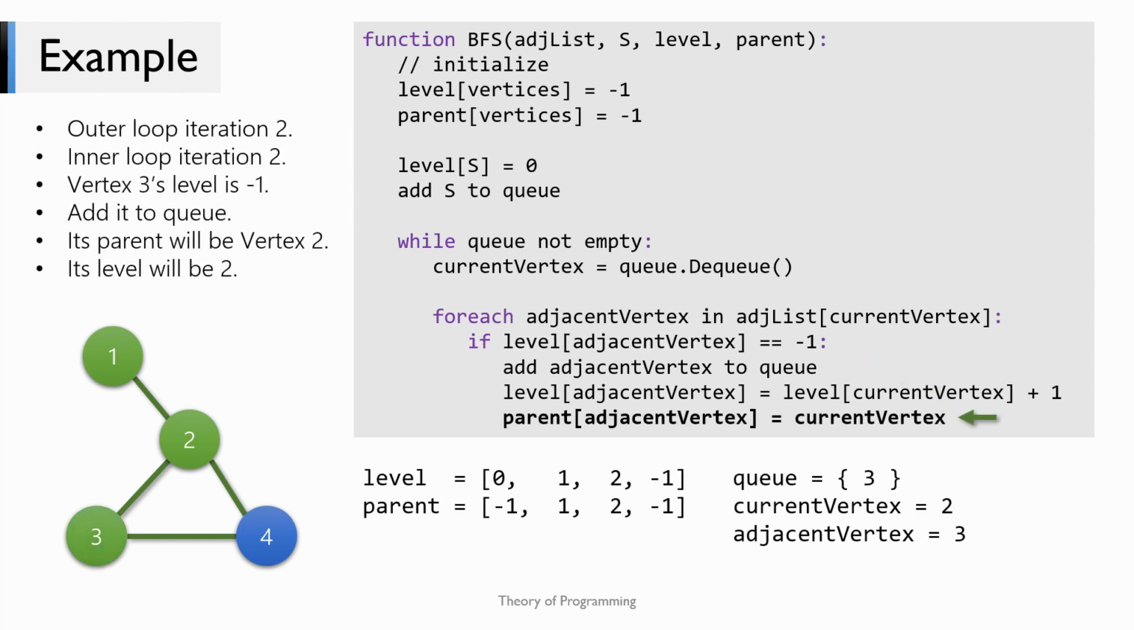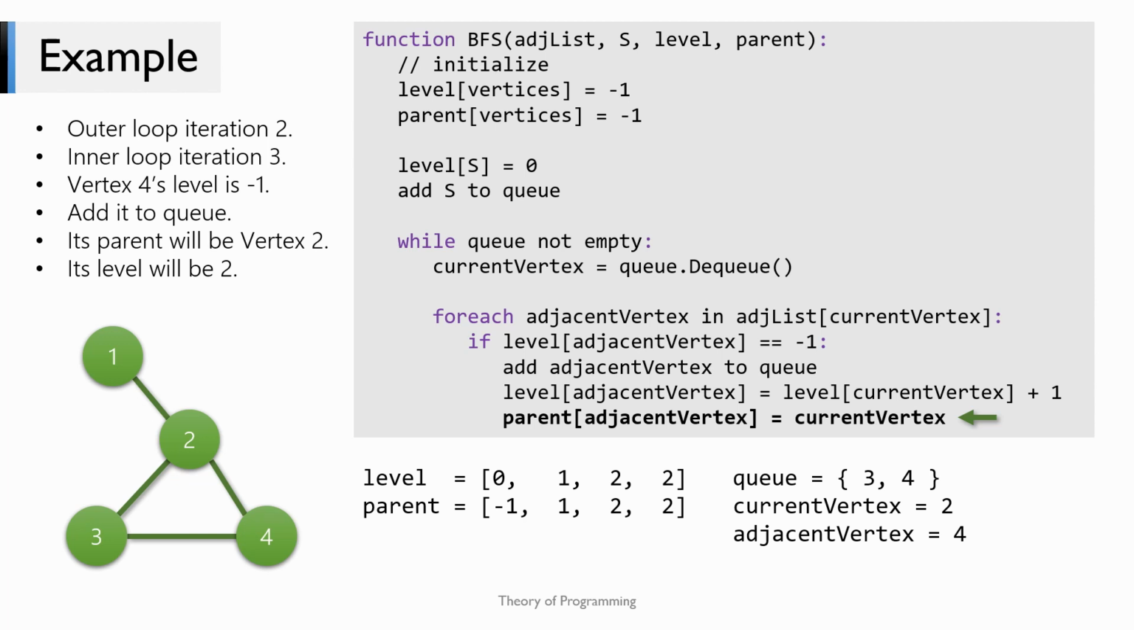The second adjacent vertex is vertex 3. Vertex 3's level was -1, so we enter the if block. We will add vertex 3 to the queue and mark its level as 2, since the level of vertex 2 was 1. And since we reach vertex 3 via vertex 2, we will mark the parent of vertex 3 as 2.